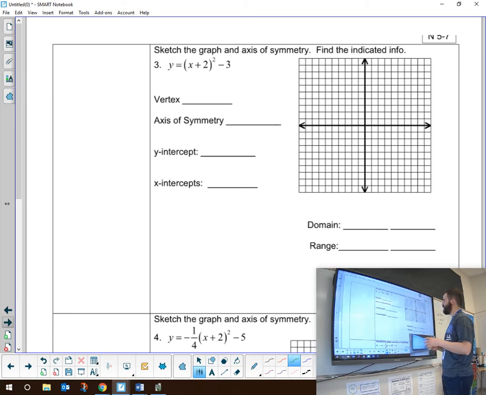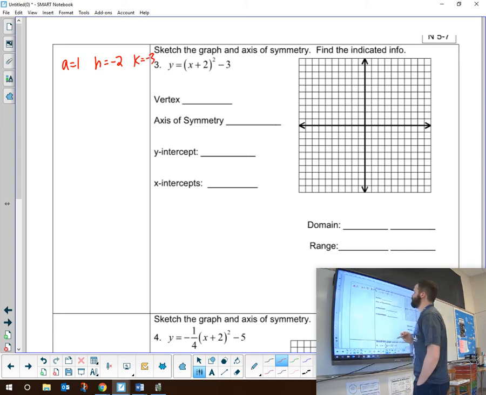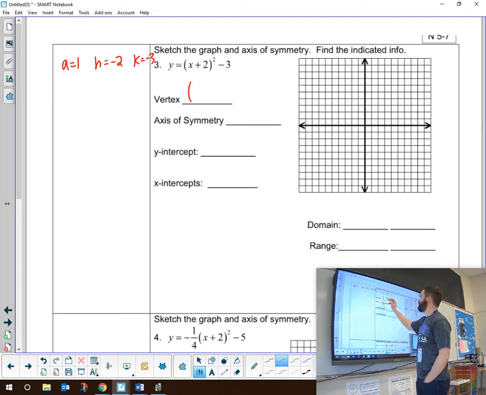So you'll notice I'm going to go ahead and write those out over here, because we're just kind of diving in on this one. Here we go. My A is going to be 1, my H is going to be -2, and my K is going to be -3. Notice that your H is the opposite of what's on the inside. So that means my vertex is going to be at (-2, -3).